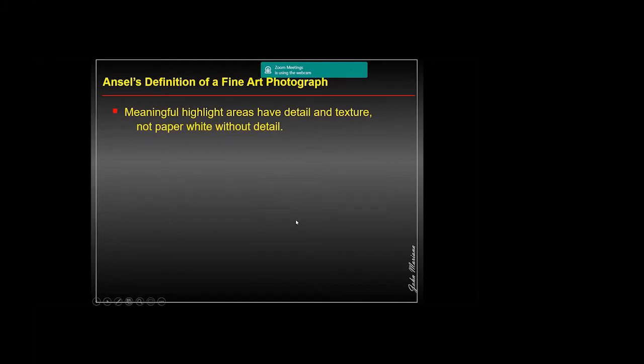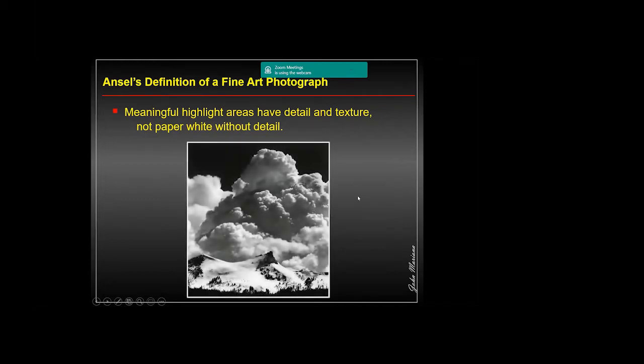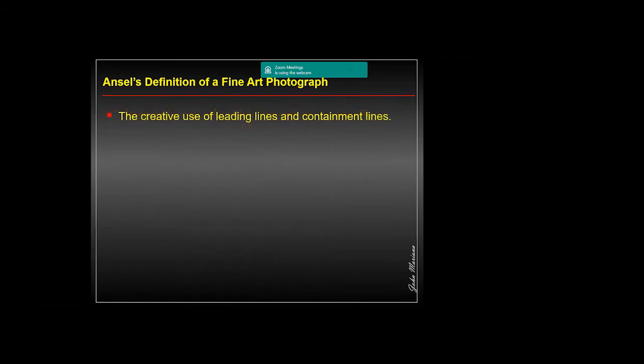Meaningful highlight areas have detail. No paper white without detail. Well, how about a scene like this? Think of the contrast range of the shadows to the highlights in these clouds. And Ansel was always sensitive to that and would do compensating development of the negative so that when he was making the print, the highlights would have texture and the shadows would have detail. The creative use of leading lines, containment lines.